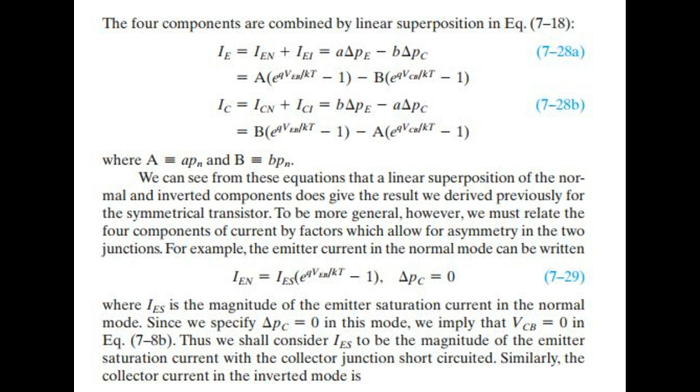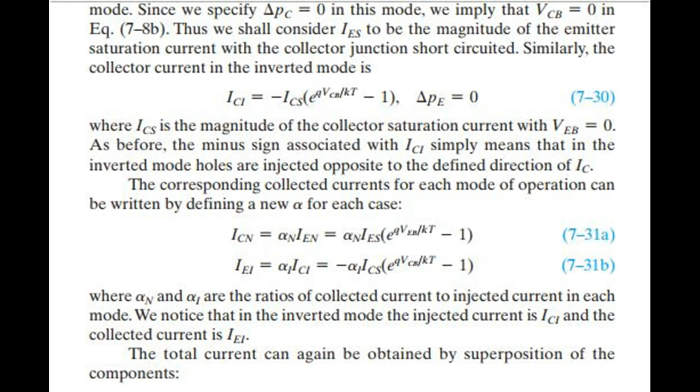Since we specify p_C equals 0 in this mode, we imply that VCB equals 0 in Eq. 7.8b. Thus we shall consider IES to be the magnitude of the emitter saturation current with the collector junction short-circuited. Similarly, the collector current in the inverted mode is where ICS is the magnitude of the collector saturation current with VEB equals 0. As before, the minus sign associated with ICI simply means that in the inverted mode holes are injected opposite to the defined direction of IC.